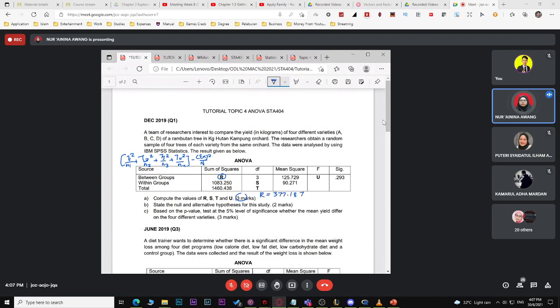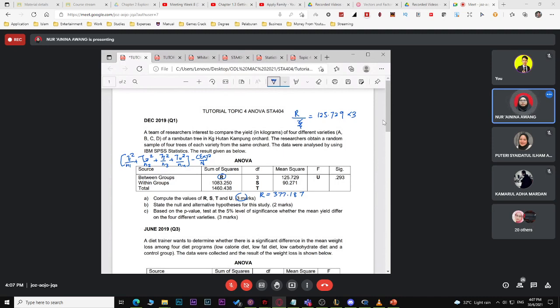So for R, either you subtract, or you can also use the mean square times the degree of freedom. Since you know that to find the value of R, the mean square, R over 3, is equal to 125.729, to get the value of R you just times by 3. So either you minus this value or times the value, and you will get the value of R.